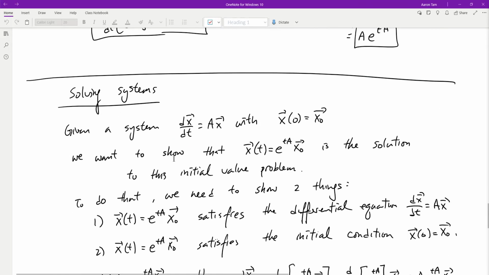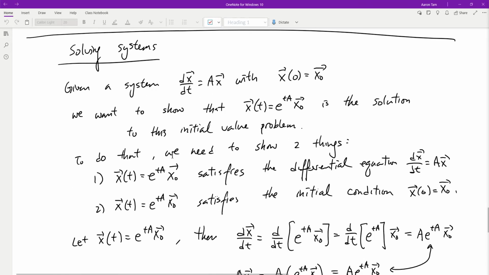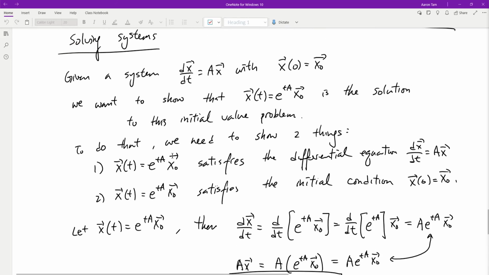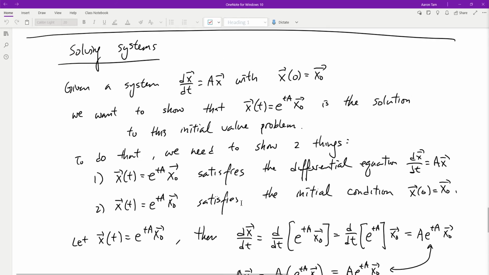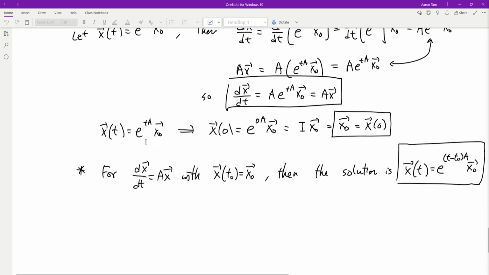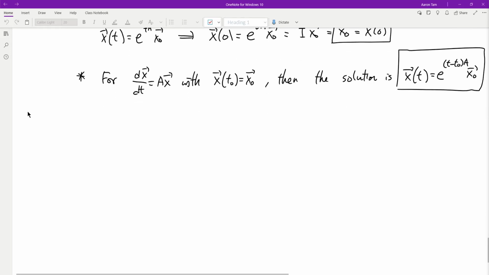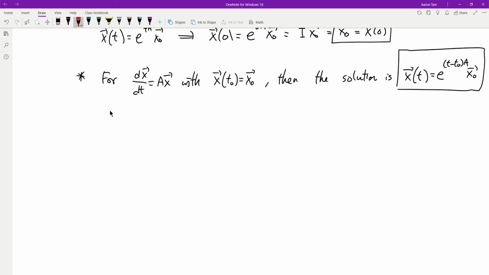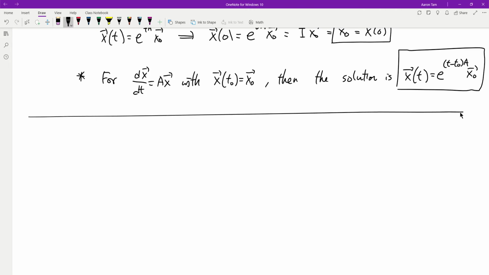So now what we're going to try to do is use it to solve a system. Remember, in order for it to be a solution to a system of differential equations, it must satisfy two properties: the differential equation and the initial condition. We can show that the expression e to the tA times the vector x sub 0 satisfies both conditions, which technically gives us the solution to the system of differential equations. So today we'll go through some examples using the matrix exponential to solve a system of differential equations. Let's see if we can try this.